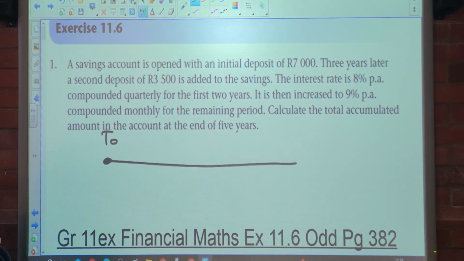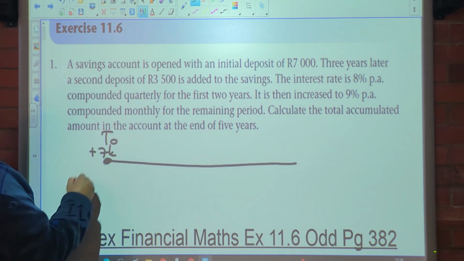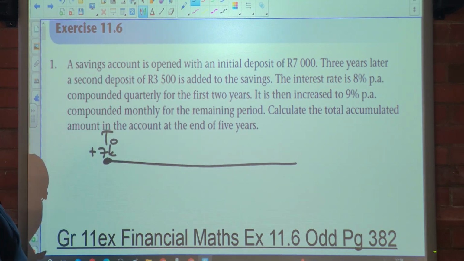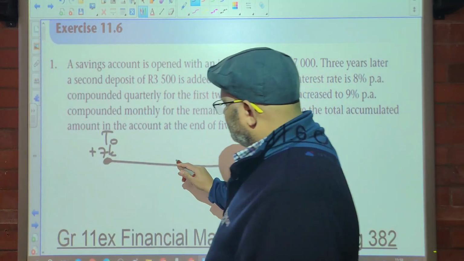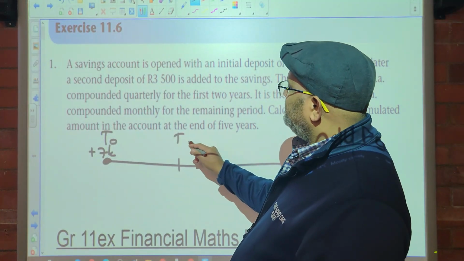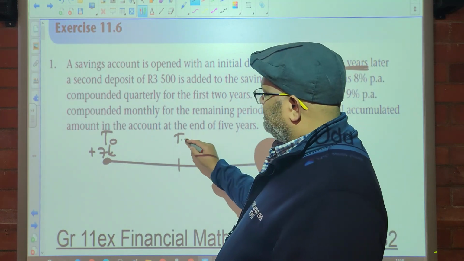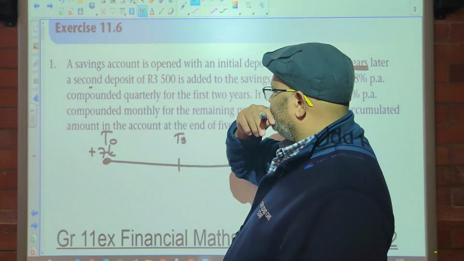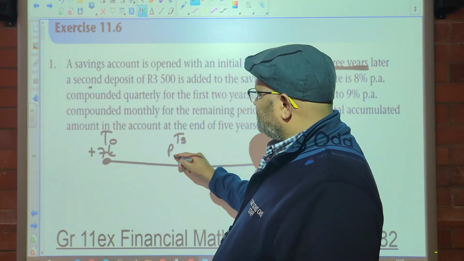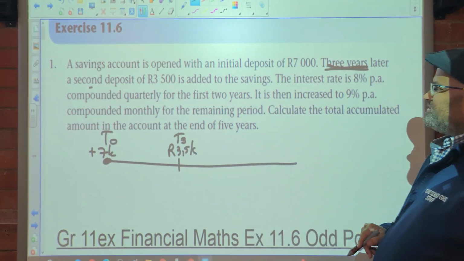A savings account is opened with an initial deposit of 7,000. So 7k. 3 years later, a second deposit of 3,500 is made. So where is that? At T3, I think that 2 is making you confused. It says 3 years later, so 3,500 rand is added to the savings account.